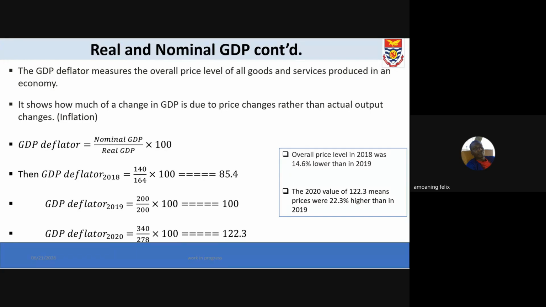So before you can see that prices of goods and services are falling, you have to get a negative value. If you don't get a negative value, it means that prices are increasing, but the rate at which they are increasing is lower compared to the previous year. That is all it means.